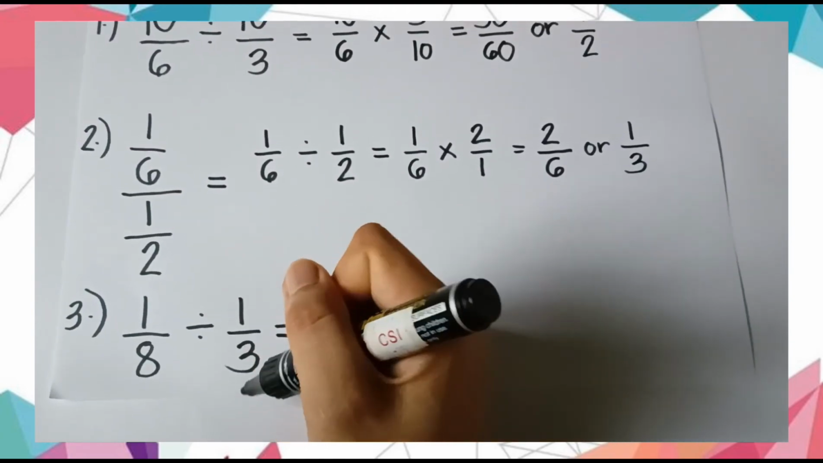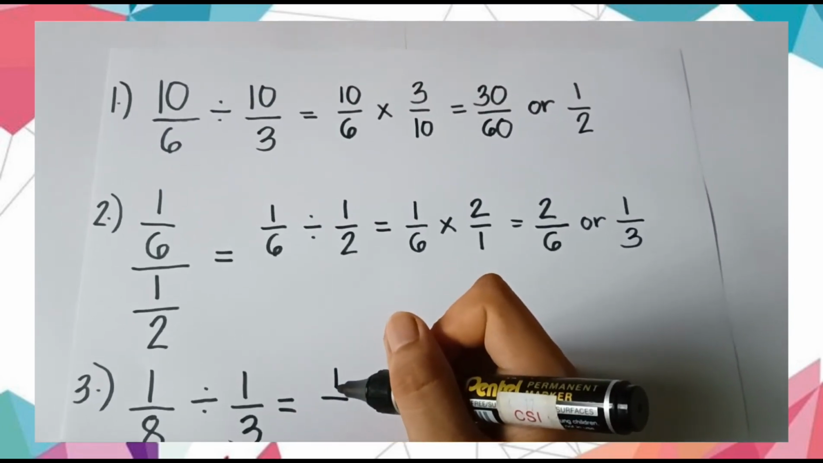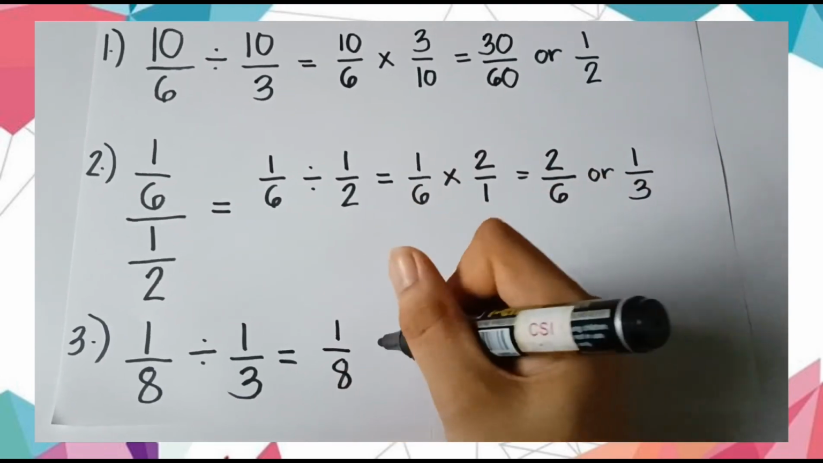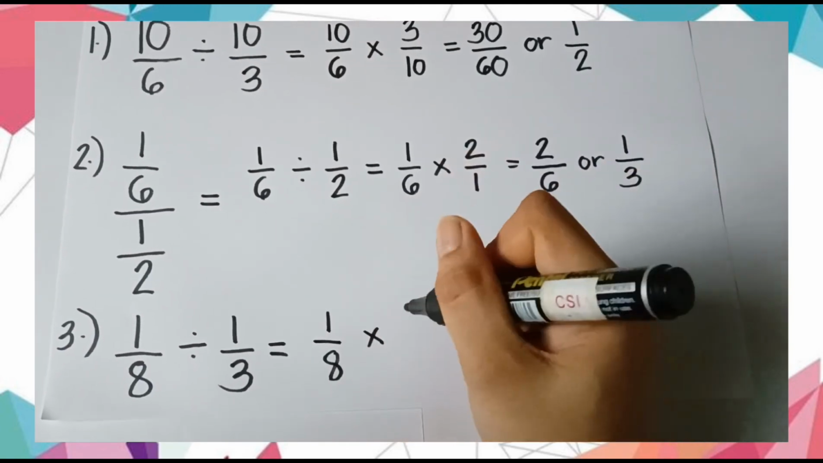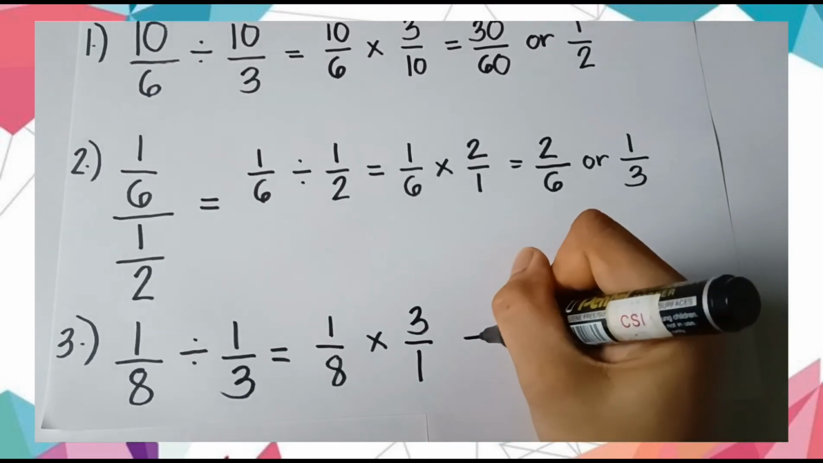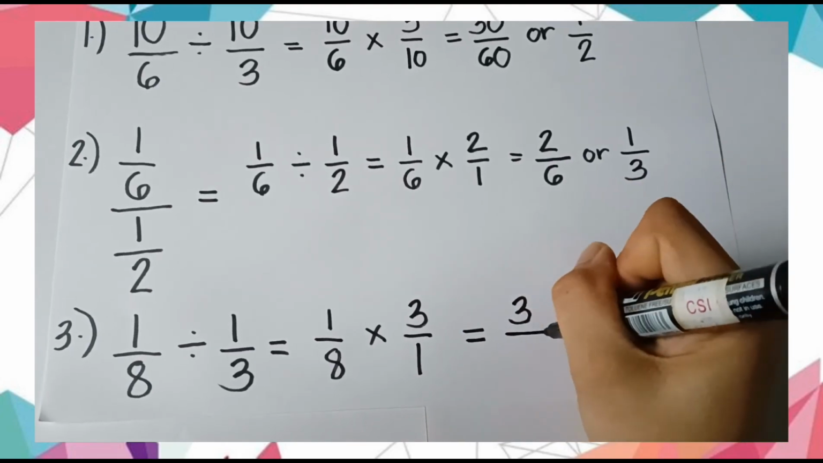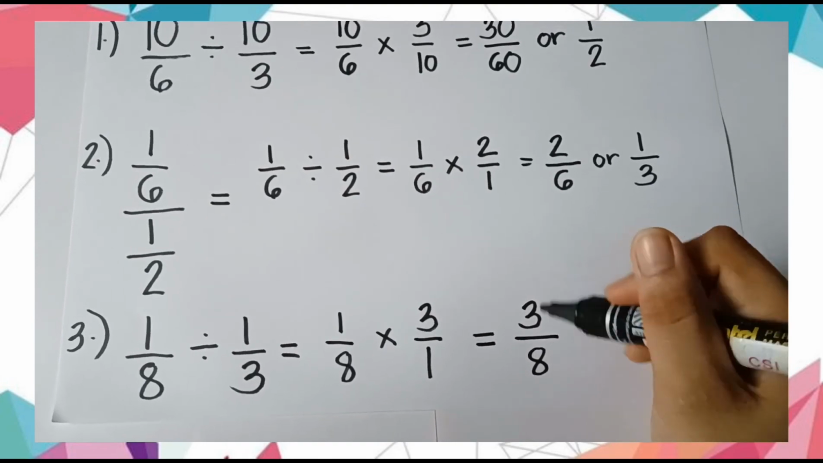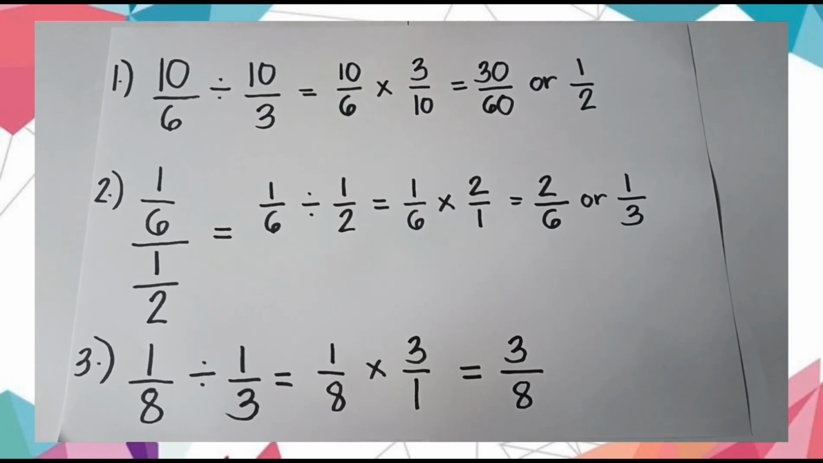Last example. 1/8 divided by 1/3. We keep 1/8, the first fraction. And then we change the division into multiplication. And then we flip 1/3, or we get the reciprocal of 1/3. It becomes 3 over 1. So 1/8 times 3 over 1 becomes 1 times 3, that is equal to 3, and 8 times 1, that is equal to 8. We cannot simplify 3/8 because it is in its simplest form.